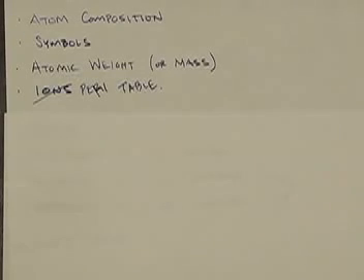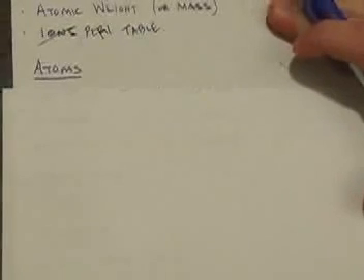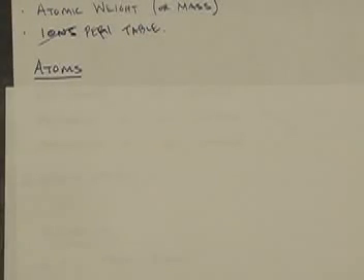In this videocast, we'll look at atom composition, symbols of elements, atomic weight or mass, and a little introduction to the periodic table. First, atoms.